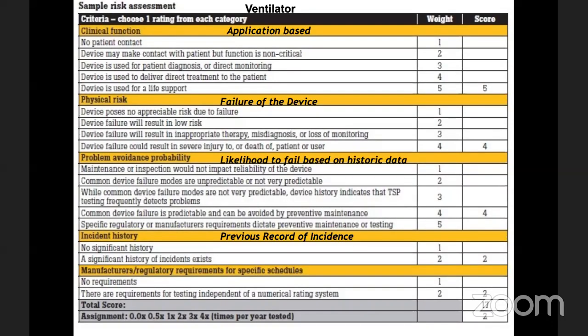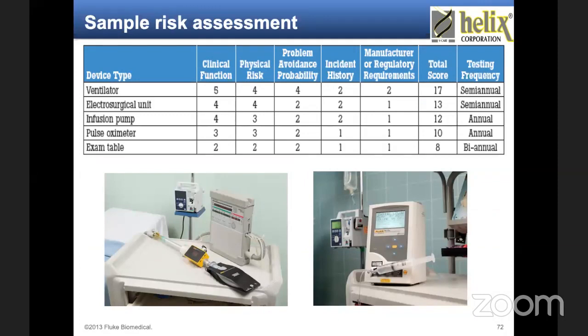There are other risk scores, like an electrosurgical unit. The total score is 13. So the performance verification testing frequency is semi-annual. Ventilator, we have seen semi-annual. Pulse oximeter 10, so once in a year. Operation table, nothing is going to happen in an operation table. But why should it be checked once in 2 years? Because the operation tables also have electrical sockets in them. If there are electrical sockets, then it has to be checked for leakage current.